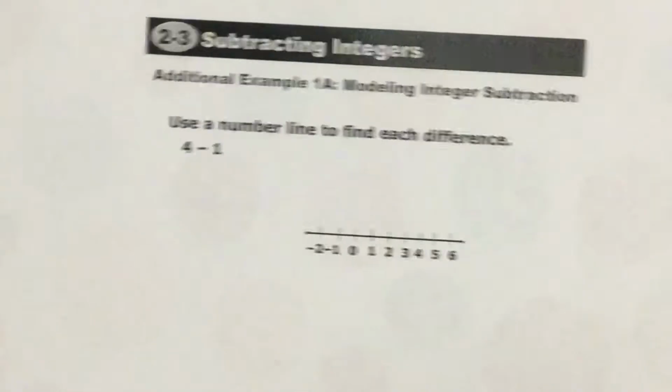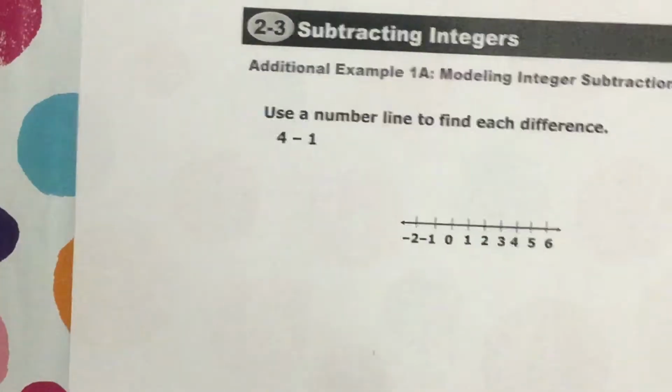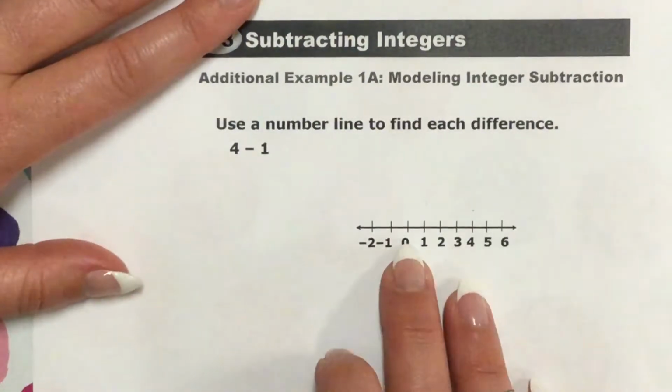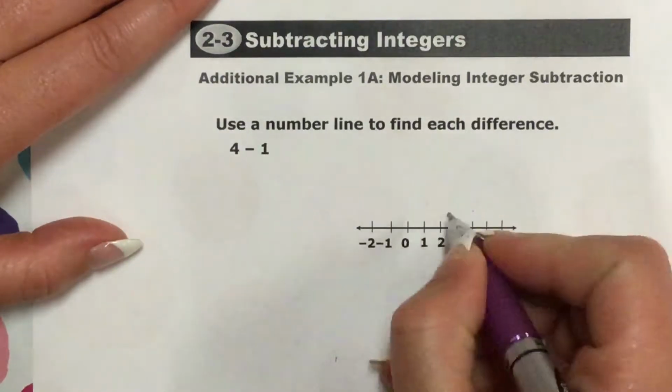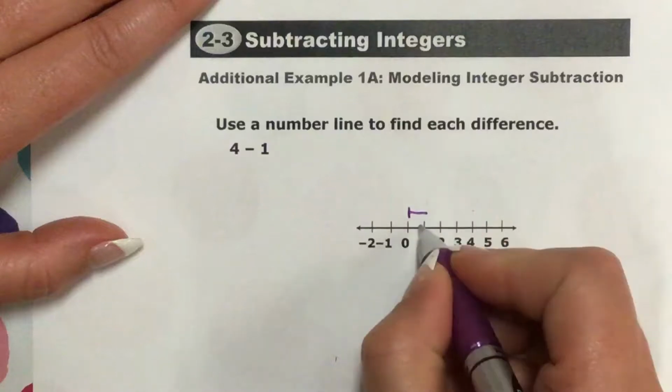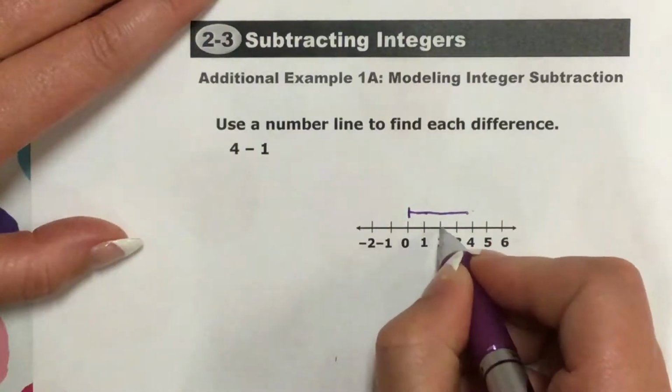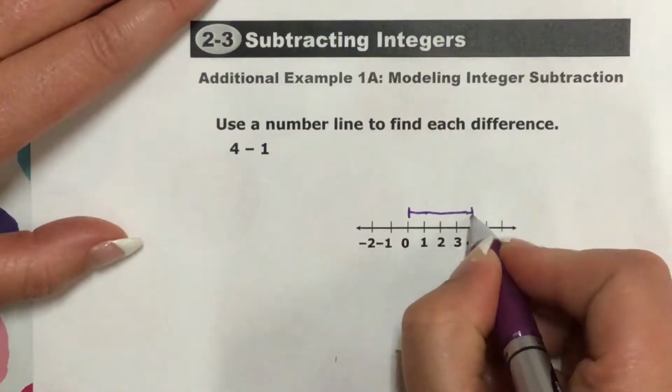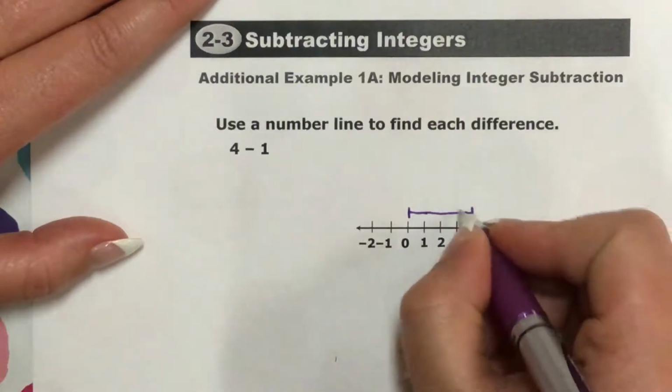So we know that 4 is actually a positive number. So we're going to start at 0 and then go to 4. So we are here at 0, and we're going to go all the way to 1, 2, 3, 4. Perfect. Okay, so that's 4.